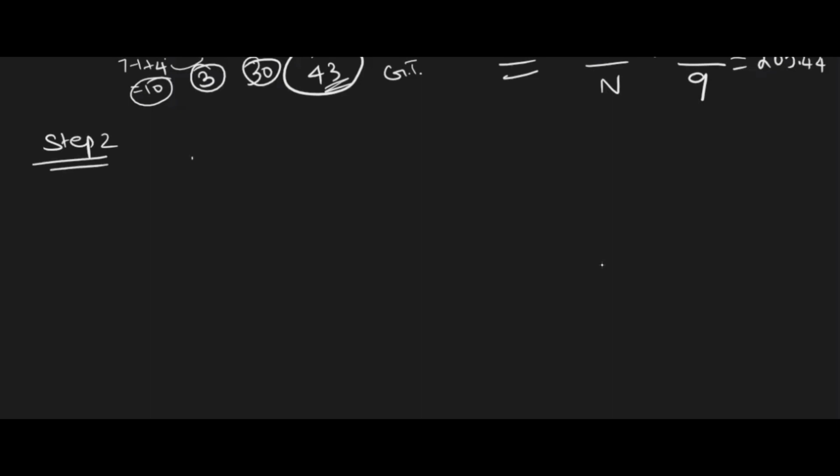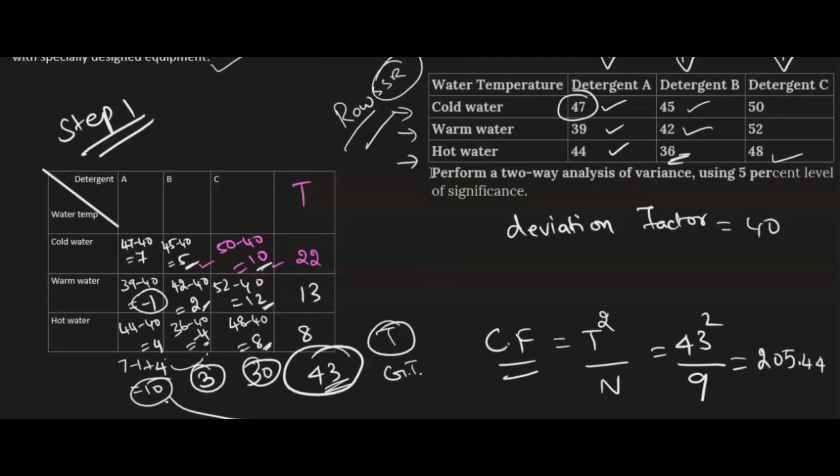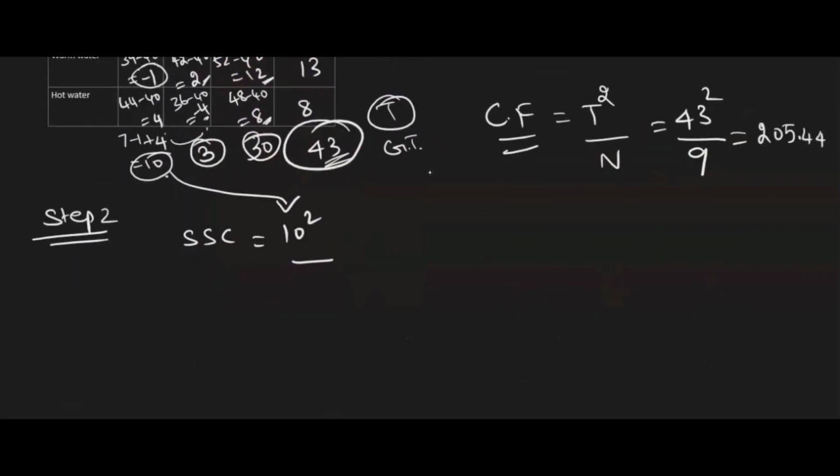SSC. SSC is nothing but the total that we have got here, right? That is 10 square, this total. 10 square by how many values are there in each column? If you see each column, we have 3 values. So this is row wise also 3 values. For example, if we have one more value in this, you will say 4. Now we have 47, 39, 44. Only 3 values here. So 10 square by 3.